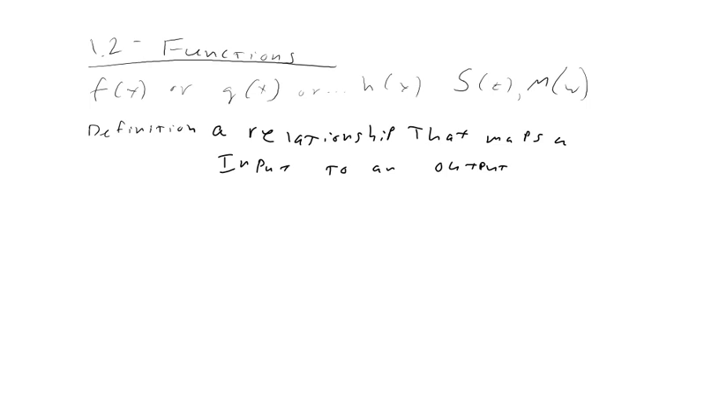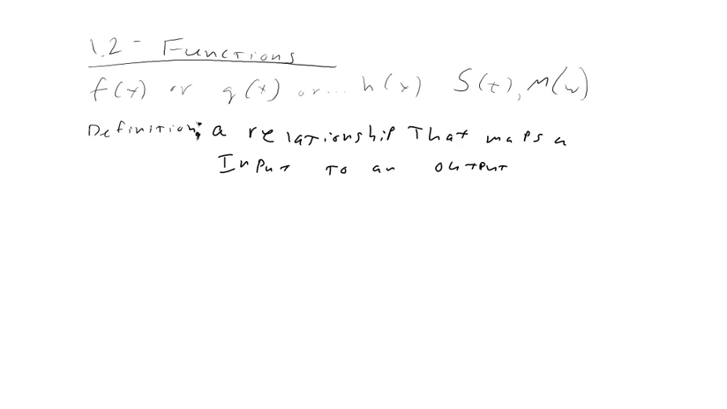This would be s of t. I wrote a t here, but it doesn't really matter. The letters mean something, right? But the letters are kind of arbitrary. Usually we use x, and f of x is our most common one. But you can have g's or h's or s of t's or whatever other variables you have here. But the definition of a function is a relationship that maps some inputs to some output.